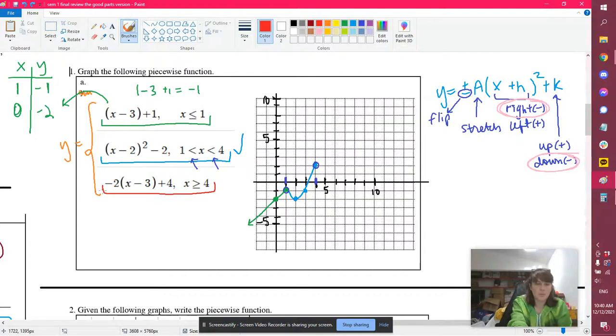Same thing for the red one, right? I'm going to make a table. My 2 points I'm going to plug in are 4 and anything bigger than 4. I plug in 4 for x.